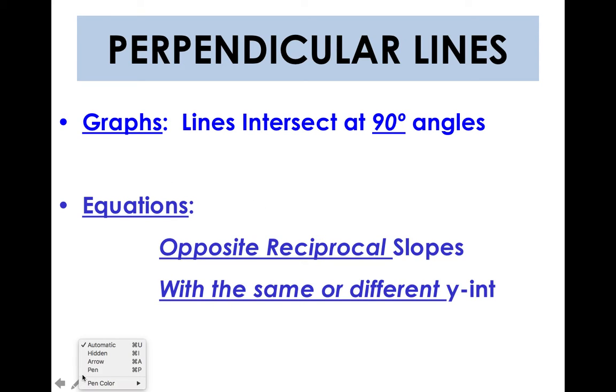So examples of this would be, when we say opposite reciprocals, if I had 2, the opposite reciprocal of that would be negative, because remember, opposite means different signs, and the reciprocal of 2 is 1 over 2. Or if I said negative 3, opposite means it becomes positive, and the reciprocal means that it becomes 1 over 3.